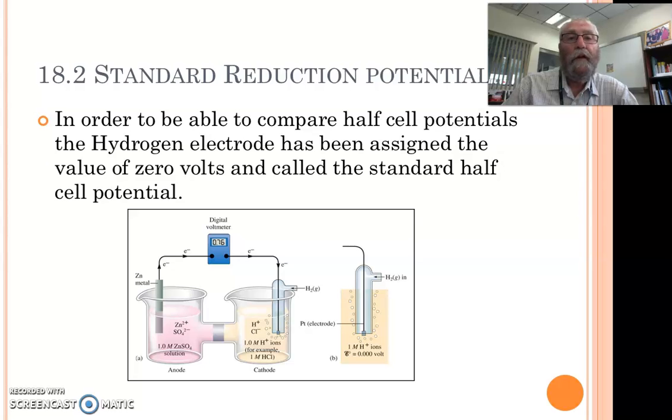Here is another example of a standard reduction, but this shows the standard reduction potential, which is the hydrogen electrode. Now the hydrogen electrode is hydrogen gas at 1 atmosphere pressure, hydrogen ions at 1 molar, standard temperature, which for electrochemical cells is 25 degrees Celsius. So what happens is the hydrogen electrode is taken as the standard reduction potential and is nominally given a value of 0. Then everything else is compared to that and given their own values.